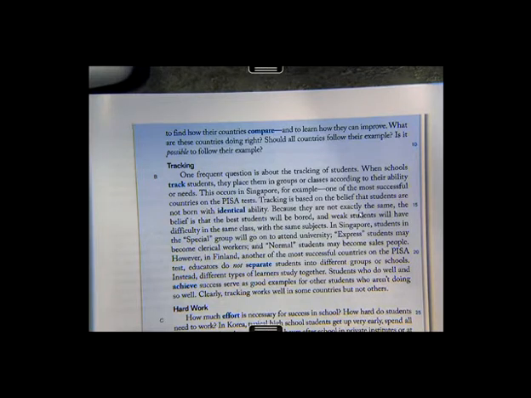And the correct answer is track. Track students. How do we know this? Well, continue reading. So track, it's in the second line of this paragraph. Track students, they place them in groups or classes according to their ability or needs. How do you know that? Because this comes after a comma. All right? So that tells us the meaning of the word track.